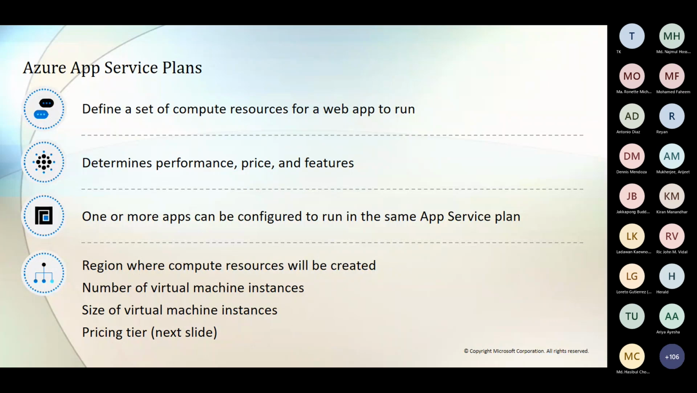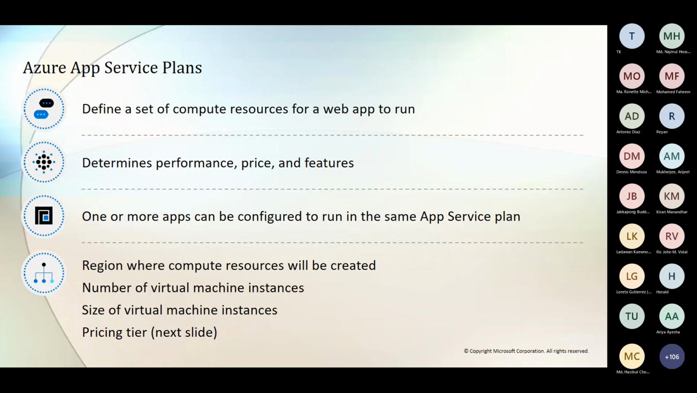This plan is determined by 3 categories. One is performance. Every plan has different performance and price, according to its features. One or more apps can be configured to run in the same app service plan. Suppose you take one service plan; in that plan, you can choose one or more apps. No problem. And the region where compute resources will be created; you have to choose a region.